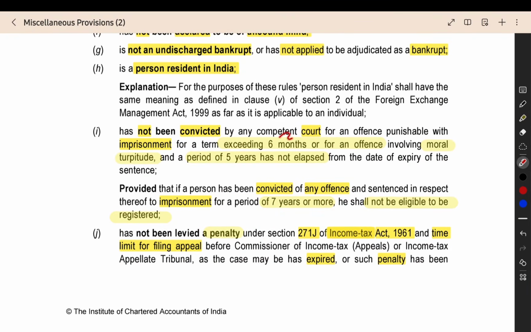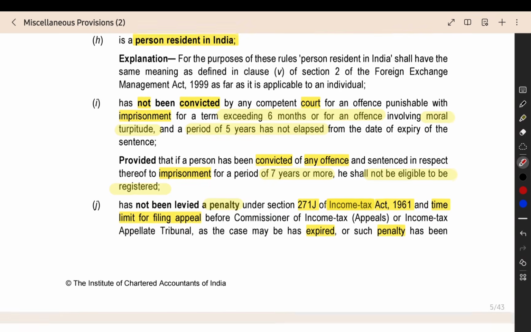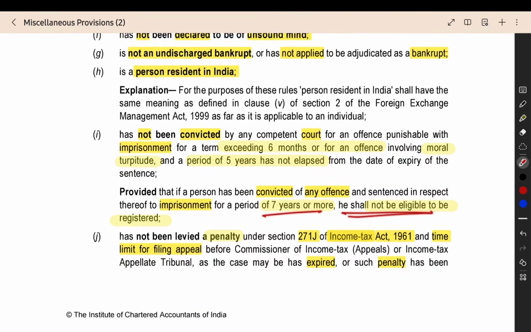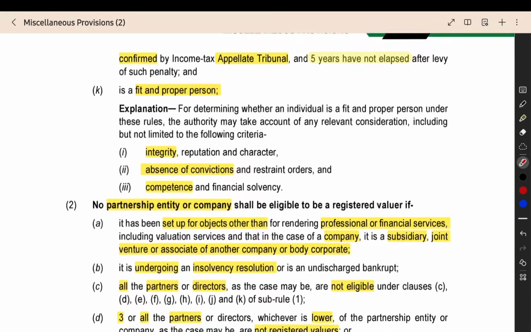But if you are convicted by a competent court, and the duration of imprisonment is more than 6 months, and the offence is moral turpitude, then what will happen? You have to wait for a cooling period of 5 years. So 7 years or more means permanent ineligibility, but imprisonment of more than 6 months in an offence of moral turpitude means 5 years is the cooling period. After that only you can become the registered valuer.